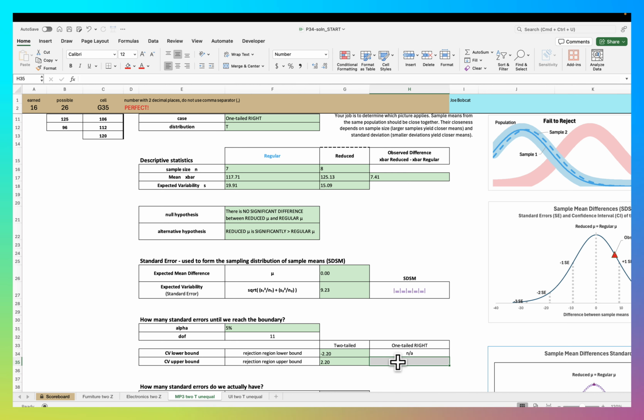And then for the right tail, it's going to be T.INV.RT for right. Well, actually, it didn't take that. Okay, so that's a problem. So we'll just go T.INV, and then the probability, because we want right, we're going to have to go 1 minus the probability, and then the degrees of freedom. We get 1.8. Okay.